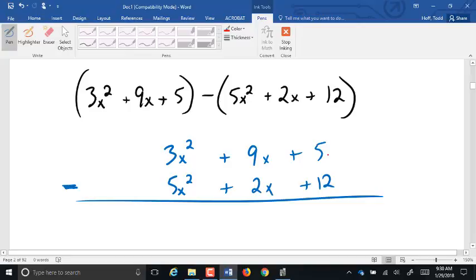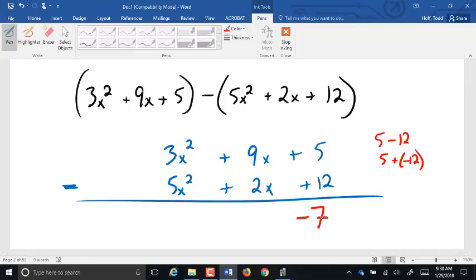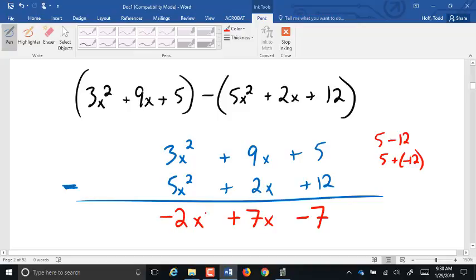So 5 minus 12. If I would like to, I could rewrite that as 5 plus a negative 12, which turns out to be negative 7. Nine x minus 2x is positive 7x. 3x squared minus 5x squared. Negative 2x squared. Perfect.